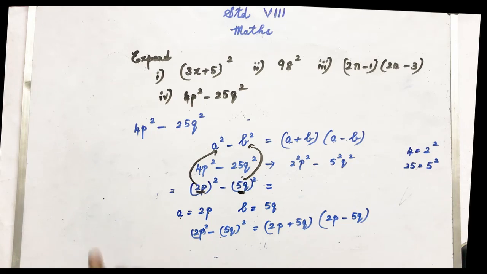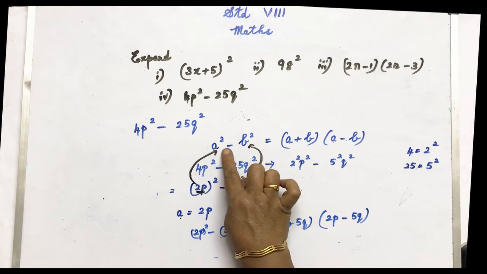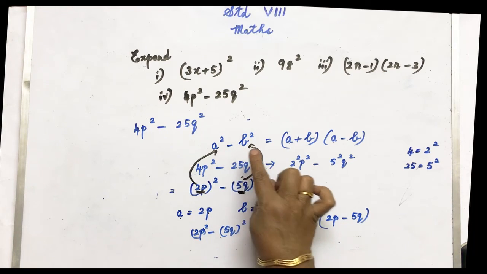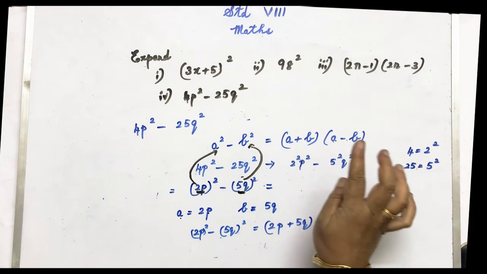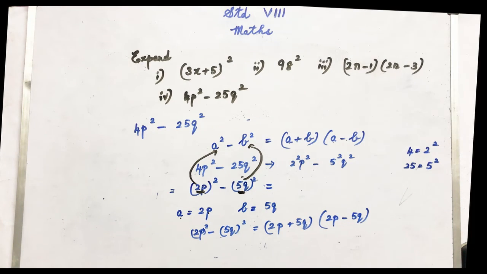So if both the terms are squares with a minus sign, we have to use a squared minus b squared is equal to a plus b into a minus b. So all the 4 identities you have to learn by heart, only then you can use them for doing the sums.